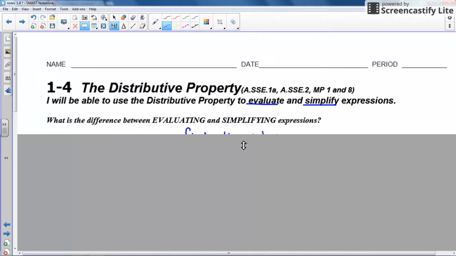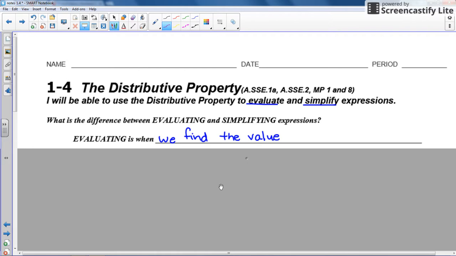trip us up. So evaluating is when we actually find the value of an expression. So if I said evaluate 5 plus 10, we would get 15. That gives us an actual number answer. We have the value.